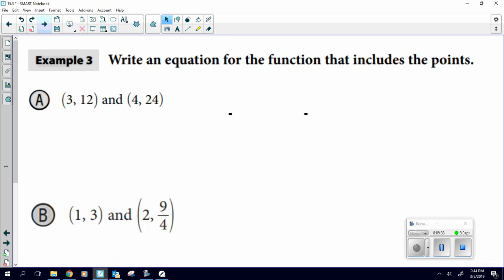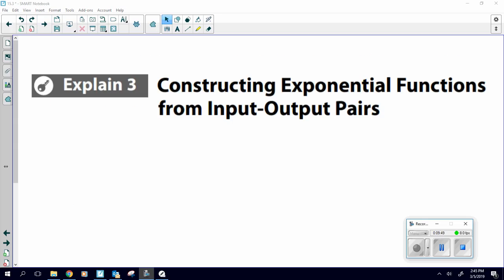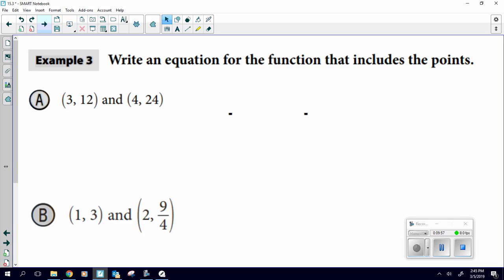Example 3. It says, write an equation for the function that includes the points. So now what we're doing is using points to write functions, constructing exponential functions from input-output pairs. So it says write an equation for the function that includes the points (3, 12) and (4, 24).